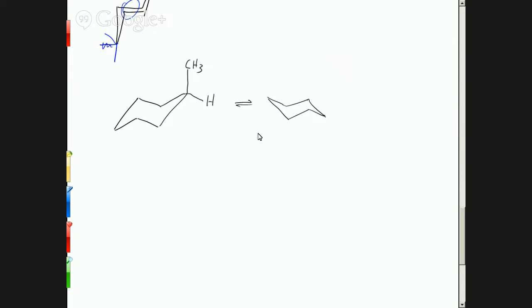Again, don't worry too much about how pretty this is at this point. It should just look something like this. And now that methyl group is equatorial up, and the hydrogen is axial and down.